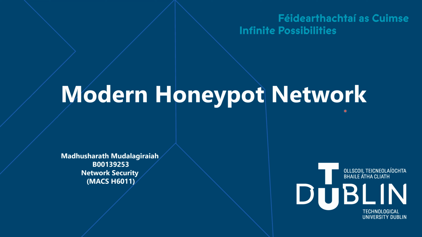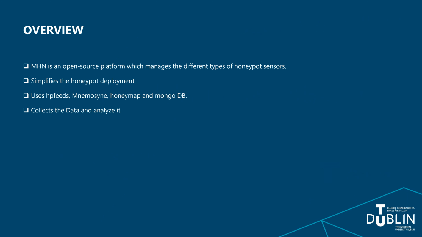Let me give you an overview of this MHN. MHN is an open source platform which manages different types of honeypot sensors, and it simplifies the honeypot deployment. It uses HPFeeds, MemoSign, Animap, and MongoDB for data processing.